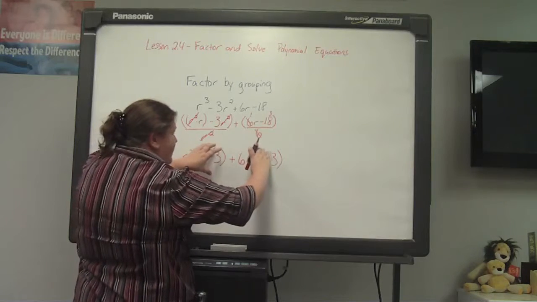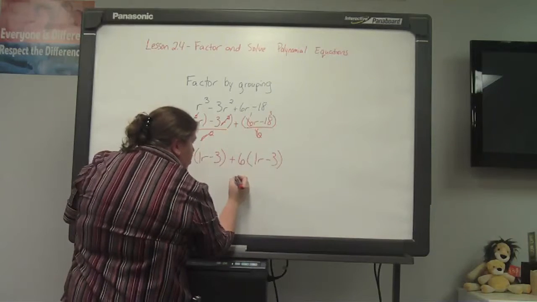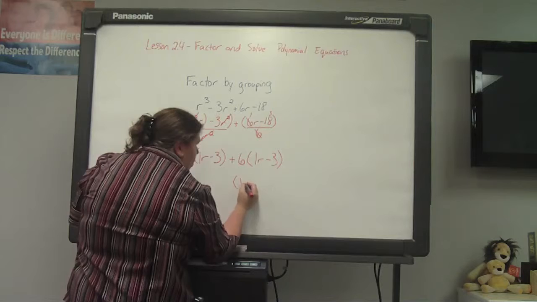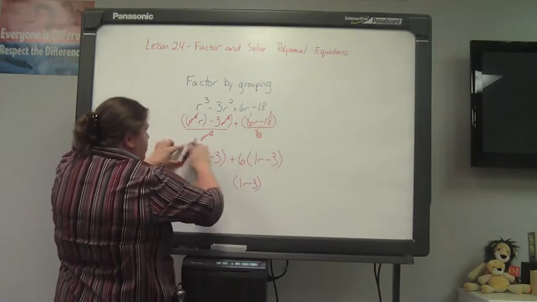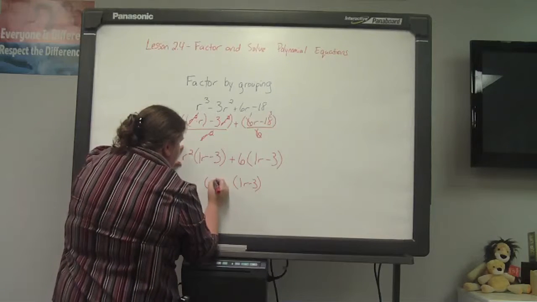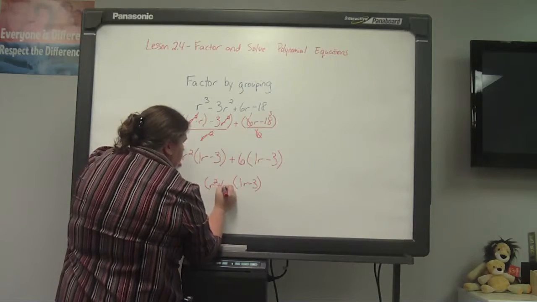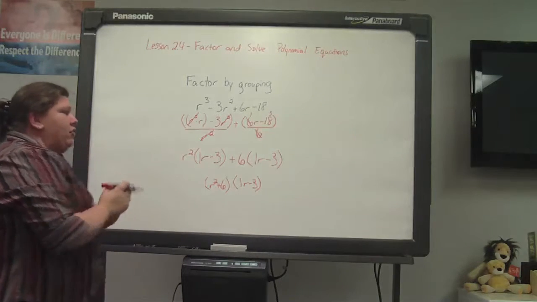So if they're the identical same set of parentheses, then you can list it one time, 1r minus 3, and then the 2 outside the parentheses now can go inside its own parentheses. And you have completed factoring by grouping.